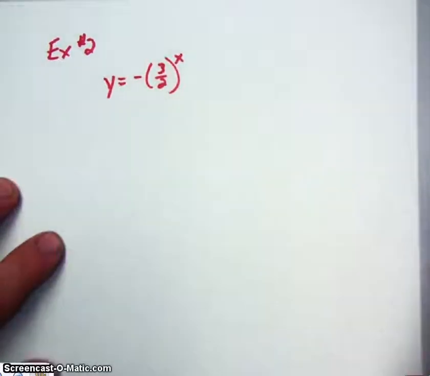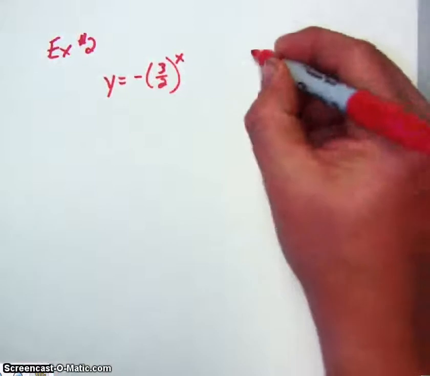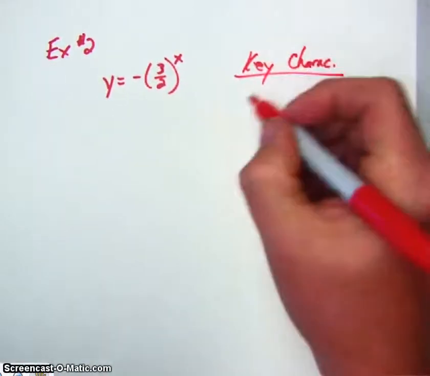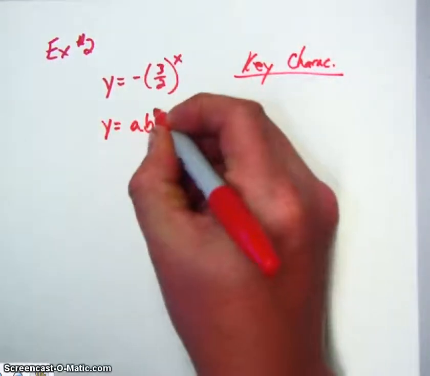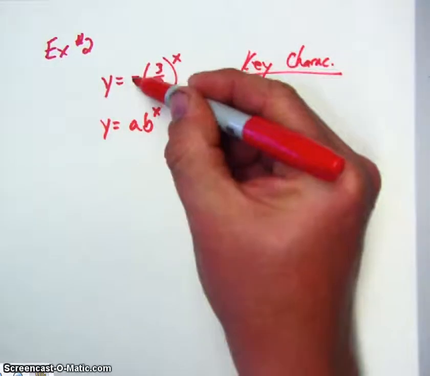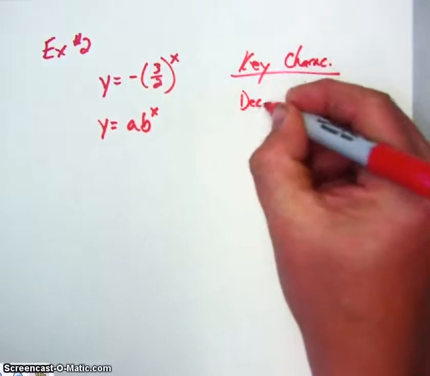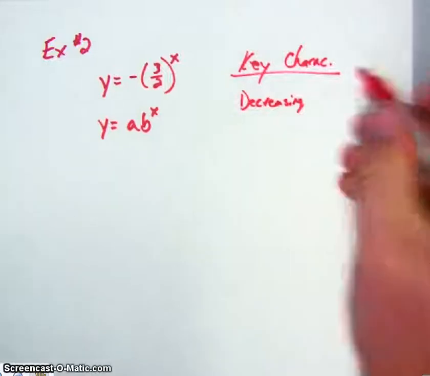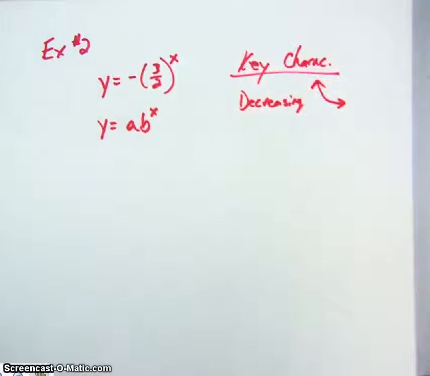First thing, let's go ahead and find the y-intercept. Actually, let's determine if this is increasing. We'll do the key characteristics. Is this increasing or decreasing? Remember, look at the form y equals ab to the x. So 3/2 would be our b. Here's the x. So that negative is a. So a is negative, which means my function is decreasing. So in other words, my graph is going to look something like that.